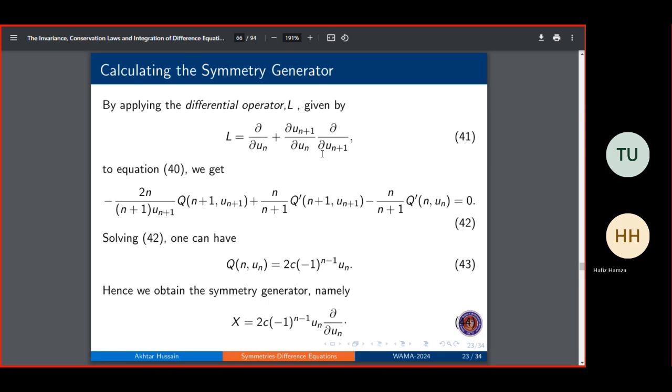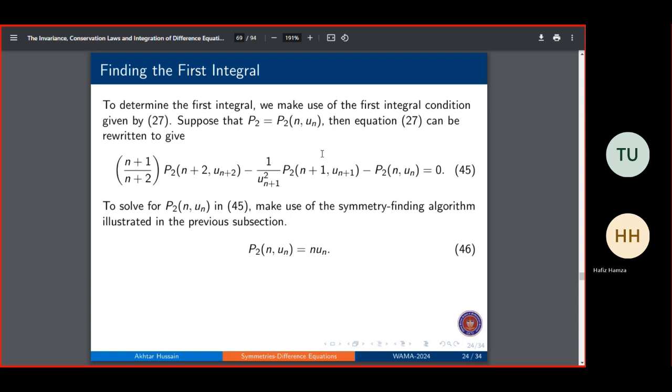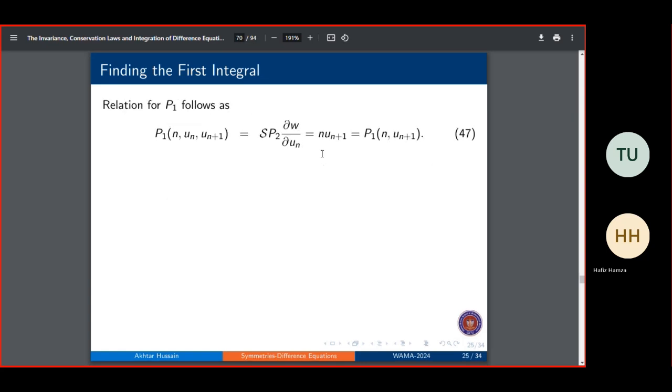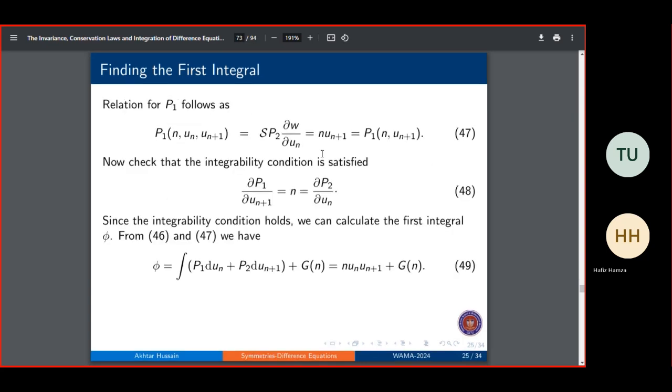Now, how can we choose this symmetry generator? We can use this symmetry generator. Next, we first construct the first integral with the same steps. We define two functions and the first integral condition, and using again this symmetry finding algorithm, we can find P2, and we can define P1 as the symmetry condition.